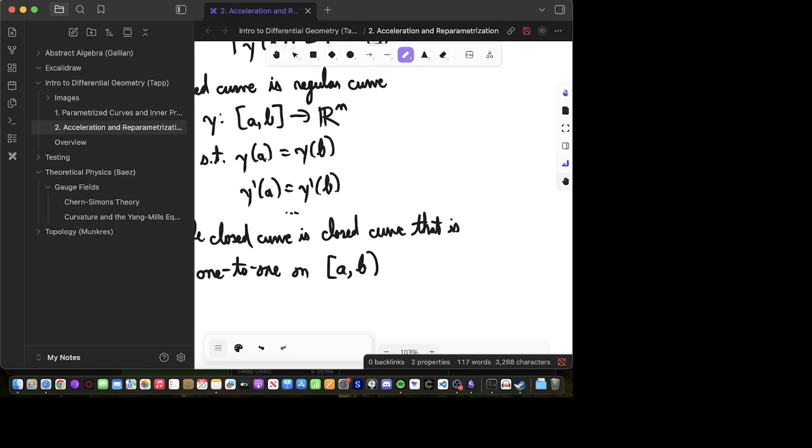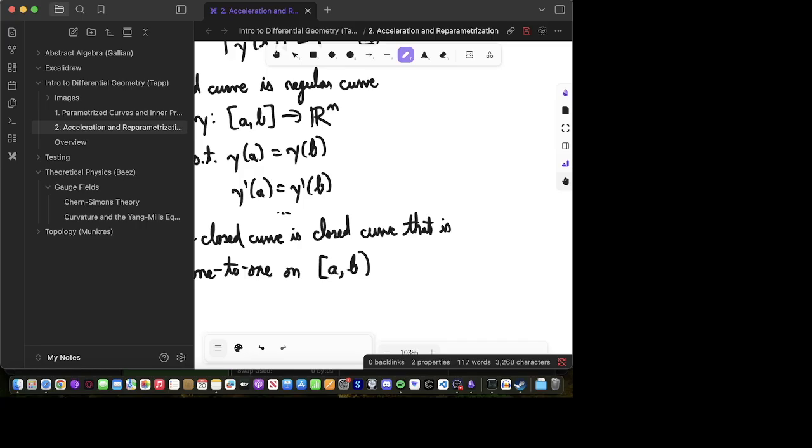So, what would a simple closed curve look like? It would look something like this. Simple closed curve.